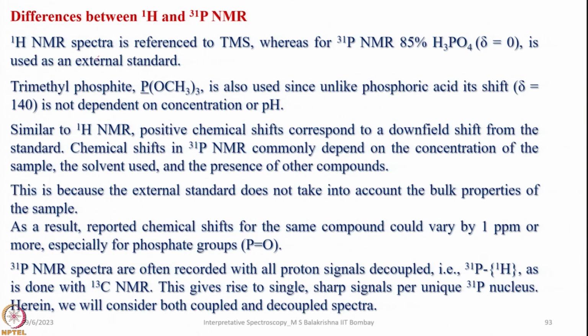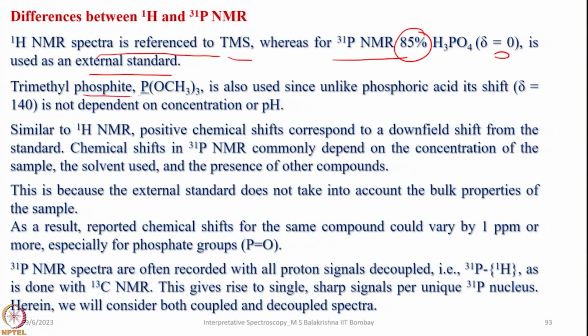1H NMR spectra are referenced to TMS, tetramethylsilane, whereas in case of 31P NMR we use 85% phosphoric acid, and we consider its chemical shift as 0. It is used as an external standard because we cannot add 85% H3PO4 directly to the solution containing phosphorus compounds, as it can react with them. It is used as an external standard.